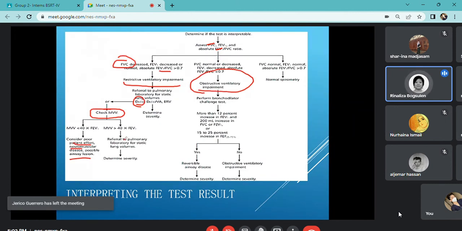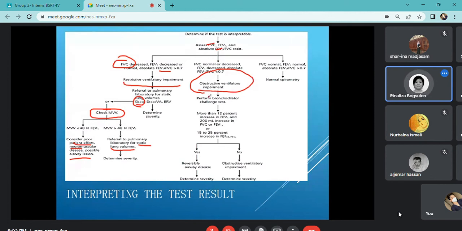Let's say, for example, MVV is normal or high. Okay? It can mean you go for another test. Ang tawag doon ay static lung volumes. Okay? Ituloy natin yung obstructive ventilatory impairment.